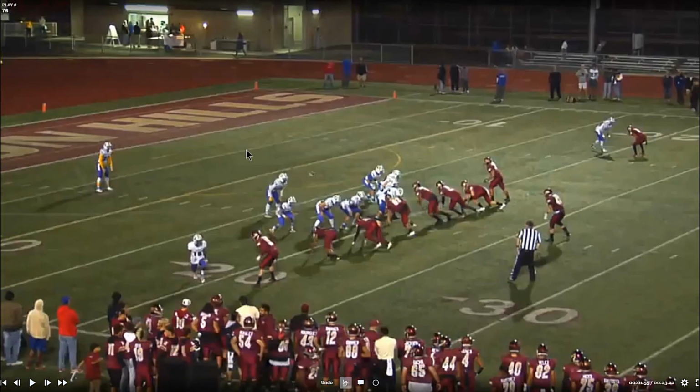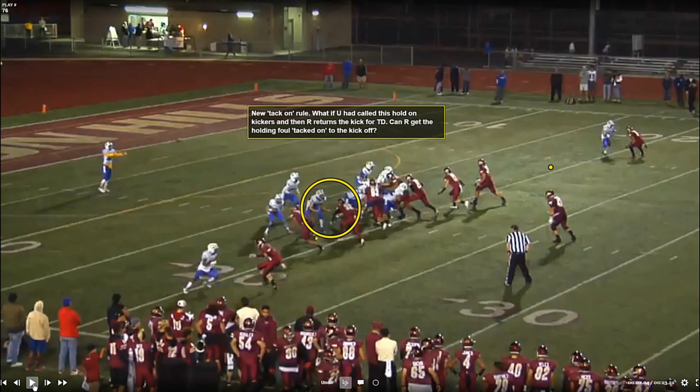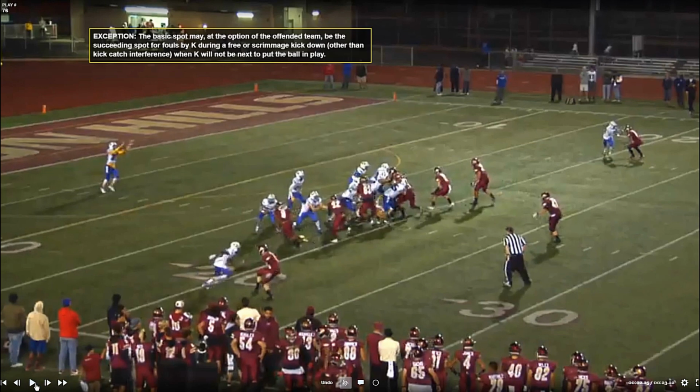Okay, guys, time to put your thinking caps on. This is a pretty gnarly rules question. It's easy to get these wrong. Okay, so Steve's saying, what if, with the new tack-on rule, what if the umpire called this a hold? Watch this action right here. Can the receiving team get the holding call tacked on to the kickoff?